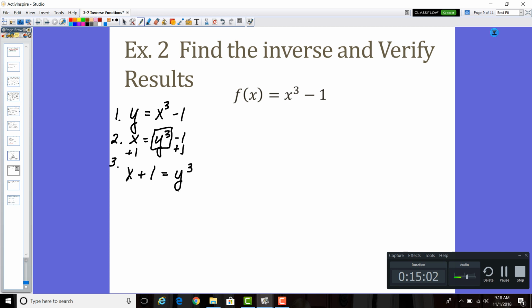Now we haven't done a y cubed one yet. However, we know that the opposite of squaring something is the square root, so the opposite of cubing something is the cube root.